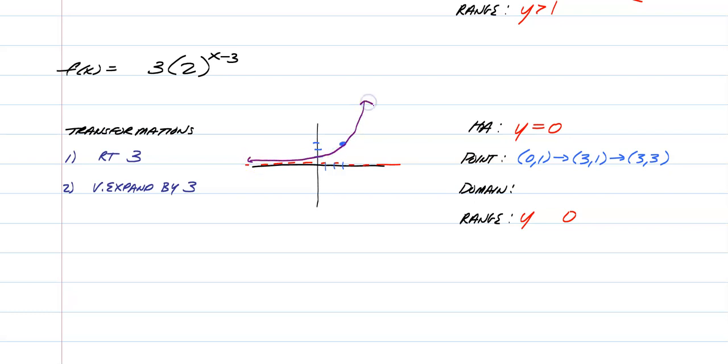Something like that. Domain, still all real numbers. The reason why I wanted to wait on the range is it's still going to follow y is greater than 0. But I wanted to make sure we talked about the different transformations. If we would have reflected over the x-axis, that would have made it go down. It would be below 0. Okay, so usually with range, you want to wait till you see the graph before you make your final call.